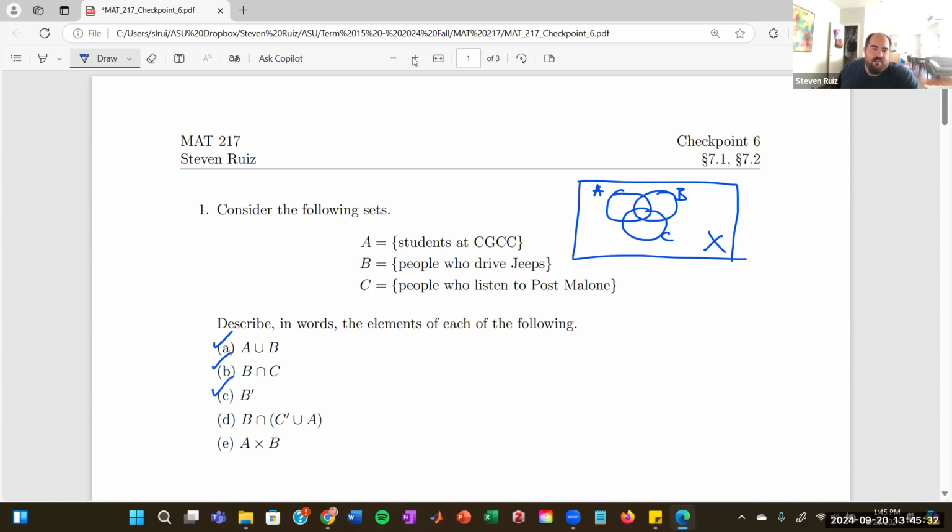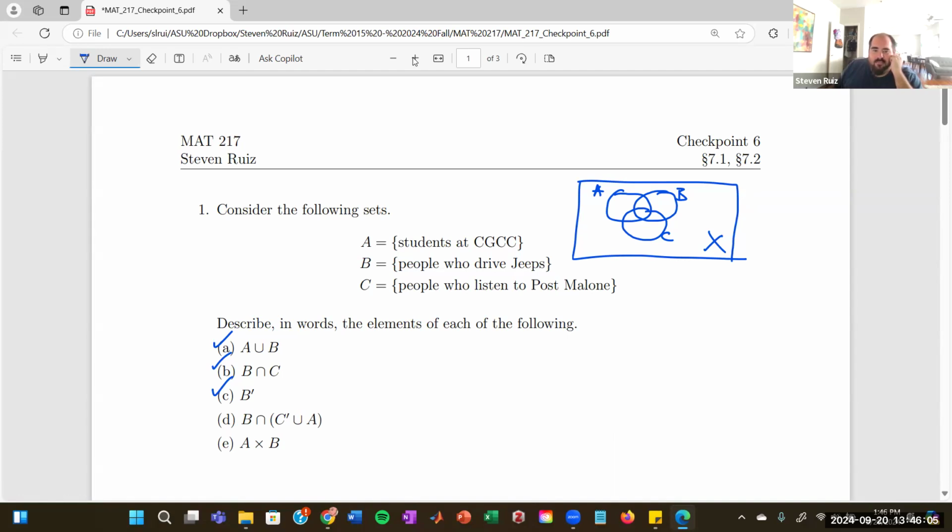And then what is this little tick mark here? What does this apostrophe represent? So B apostrophe, that apostrophe means complement. So B complement. So what is a complement of a set? So basically a complement of a set are the people who are not in that set. Basically the things in the universal set that are not in B. And I don't want to shade that because basically that would be everything except for this circle that I wrote for B. So who are the people in B complement? Those are people who don't drive Jeeps.